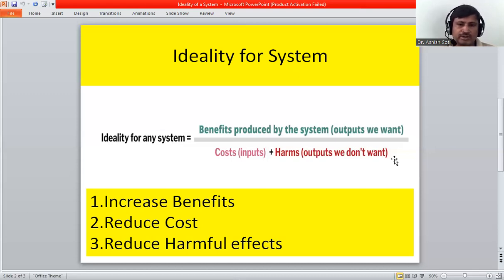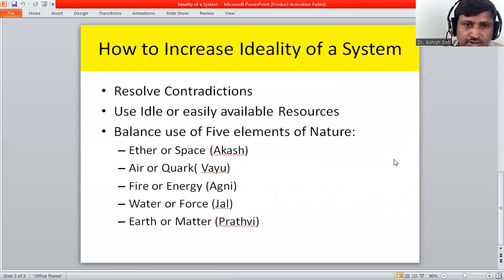Because when we try to improve the system, either we will increase the benefit, or reduce the cost, or reduce the harmful effect. How do we do it? We have to manage the contradictions. We have to see what the contradictions are in the system and how to manage those contradictions. So you have to resolve the contradictions or use idle or easily available resources.